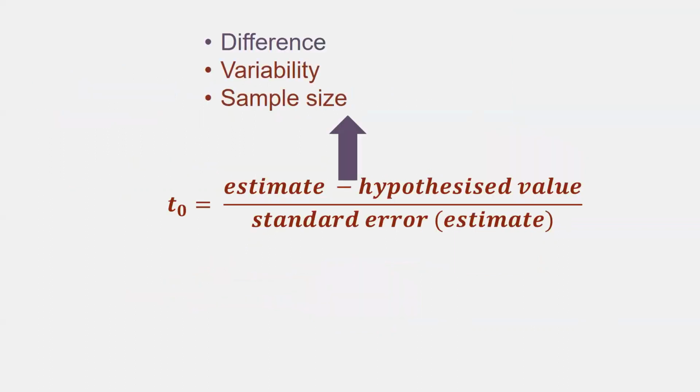So I think this one's fairly straightforward. If there's a bigger difference between the estimate and the hypothesized value, our test statistic goes up. If there's a smaller difference, our test statistic goes down.